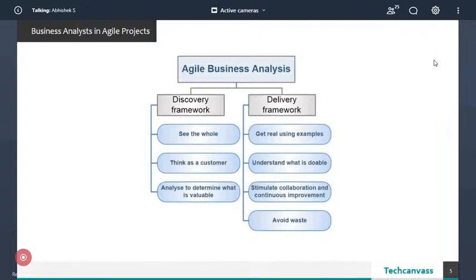The second important principle is that you understand what is doable. Since you, as a business analyst, know your team much more than anybody else, you know what your team is capable of. You know what, with your current team structure, your team is probably capable of delivering. So based on that, you understand what is doable.